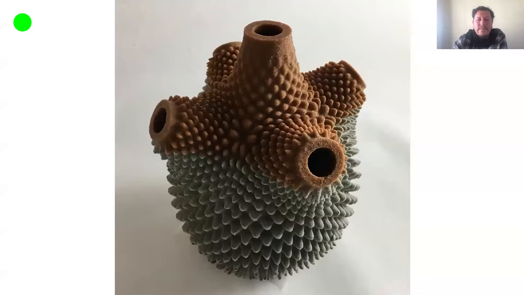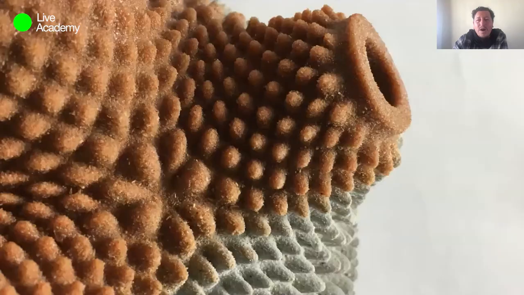At the bottom is 100% cement. At the top is 100% curry. Why? I don't know. It smells really great and beautiful when we're printing it, but it opens up the possibilities to new meanings for objects, new effects and phenomena for architecture, bringing in new kinds of sensorial phenomena.